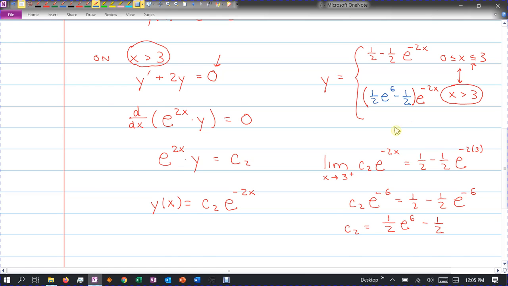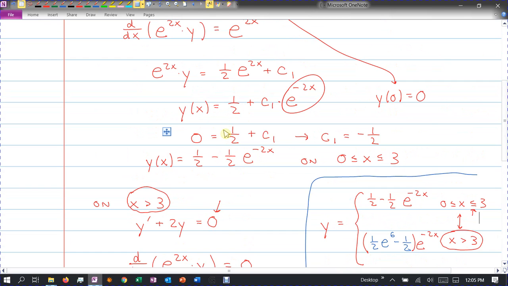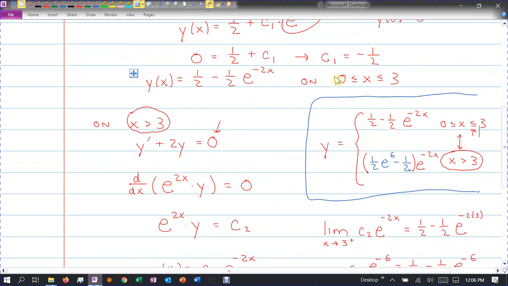So that equation right there, that function of x, it's a piecewise function, will satisfy the original differential equation, which is here, where this function is this piecewise function. So that's it. We are done with that one.